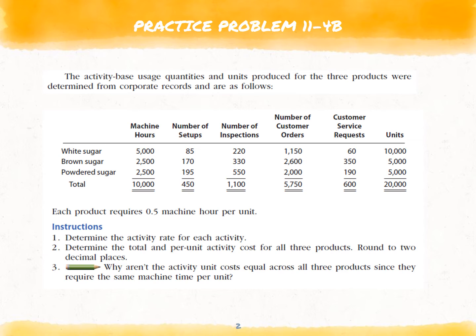This problem requires the following. 1. Determine the activity rate for each activity. 2. Determine the total and per unit activity cost for all three products and round to two decimal places. And 3. Why aren't the activity unit costs equal for all three products since they require the same machine time per output?